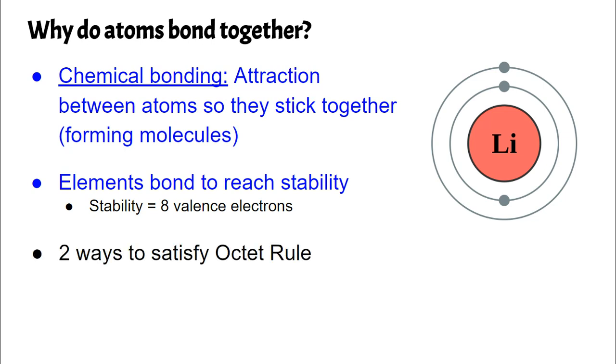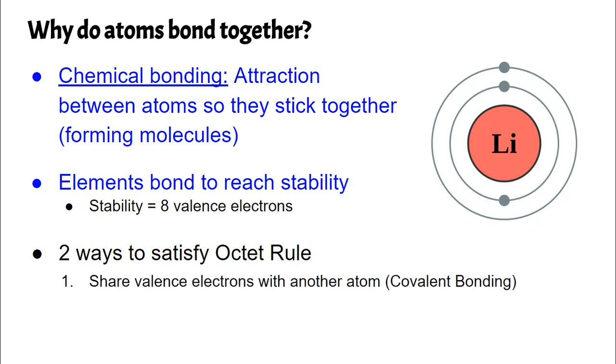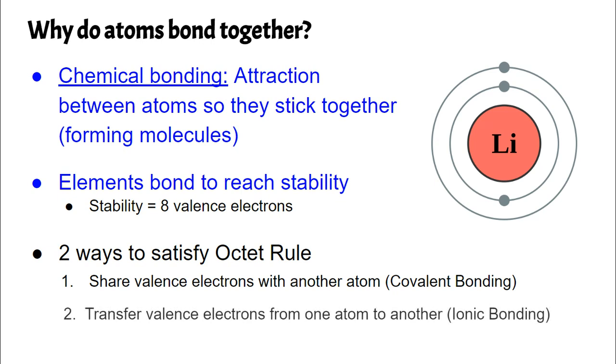So there are 2 ways to satisfy the octet rule, or to get stability with 8 valence electrons. Number 1, an atom can share its valence electrons with another atom. We call this covalent bonding. Number 2, an atom can transfer electrons from another atom or to another atom to get 8 valence electrons, and we call that ionic bonding.